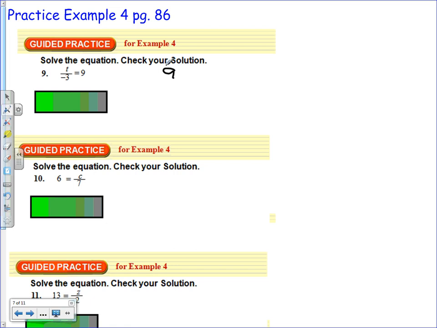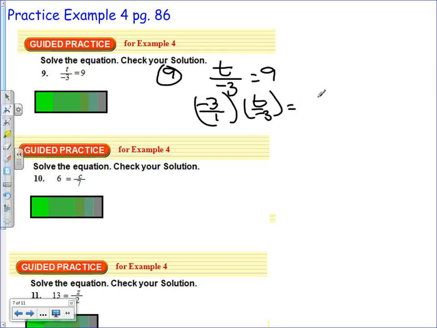Number 9 is when we tend to really run into problems. We start with t divided by negative 3 equals 9. The opposite of dividing by negative 3 is to multiply by negative 3. So we're going to multiply both sides by negative 3. Whatever I do to one side, I have to do to the other. These cancel and give me 1, so I'm left with t. 9 times negative 3 gives me negative 27.